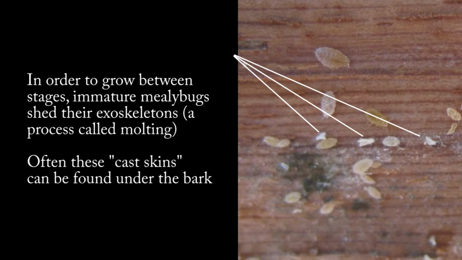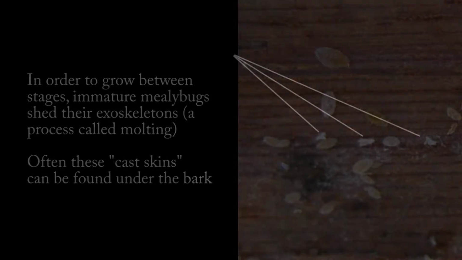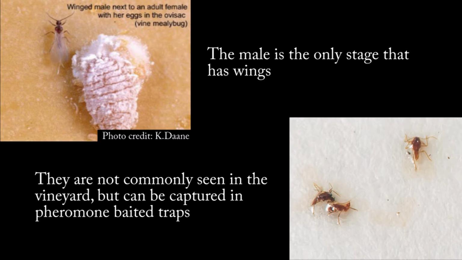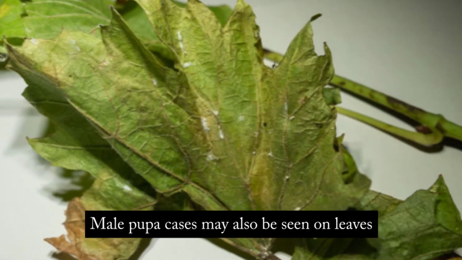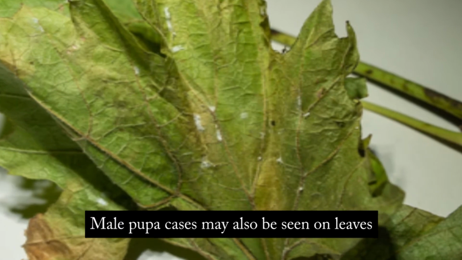Often these cast skins can be found under the bark. The male is the only stage that has wings. They are not commonly seen in vineyards but can be captured in pheromone-baited traps. Male pupa cases may also be seen on leaves.